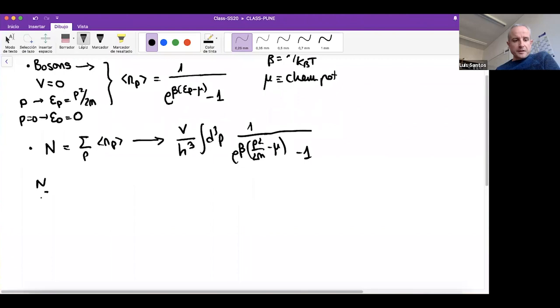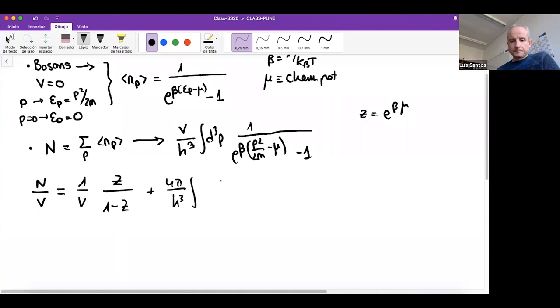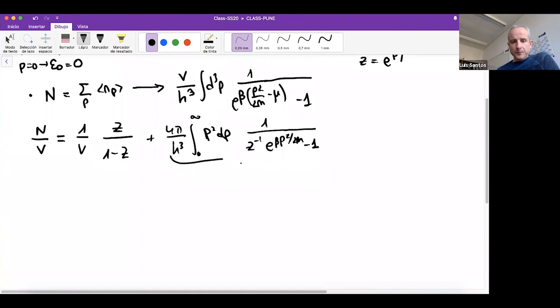And then if I calculate the density, so the number of particles divided by volume, and then I extract from this integral the contribution given by the zero momentum, then I get something of this form. So here I introduce the concept of fugacity. So this is e to the beta mu, this is the fugacity. And then you have this expression here, with an integral between zero and infinity.